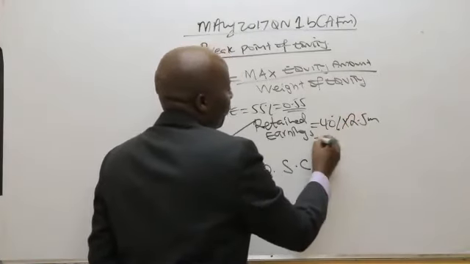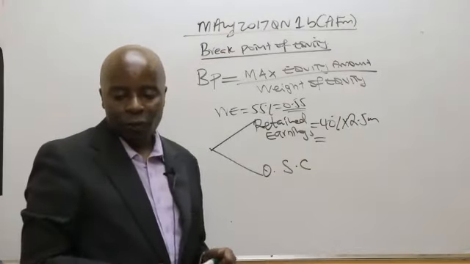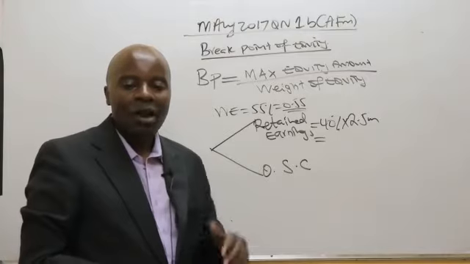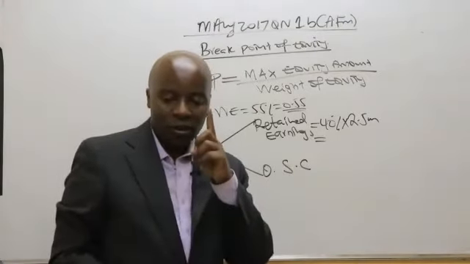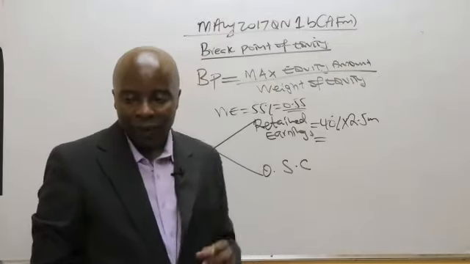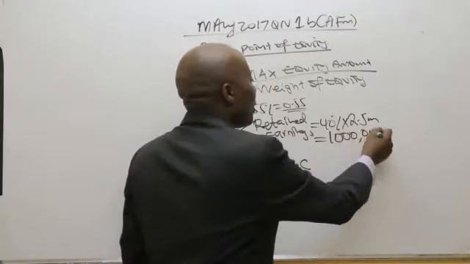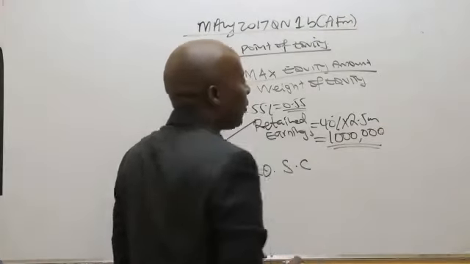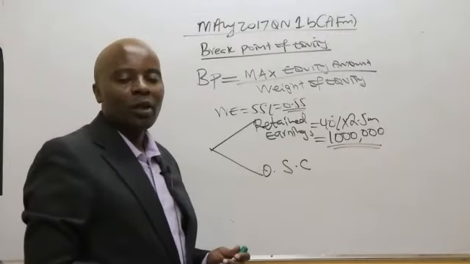So the retained earnings will be 40% of the profit that these guys make. What is 40% of 2.5 million? 40% times 2.5 million must be 1 million, if I'm not wrong. So retained earnings equals 1 million.